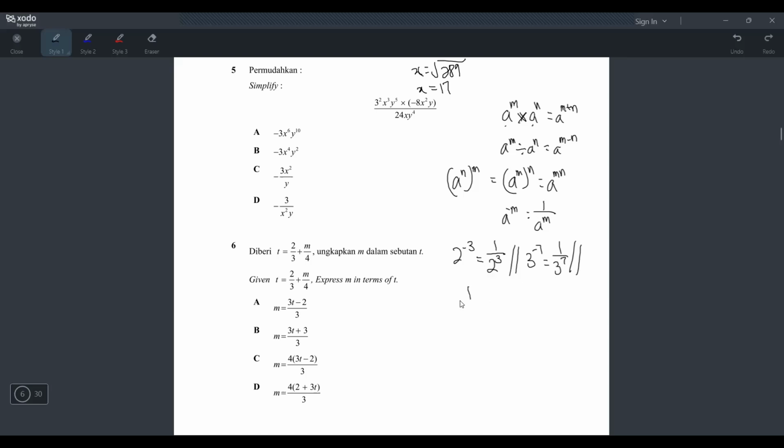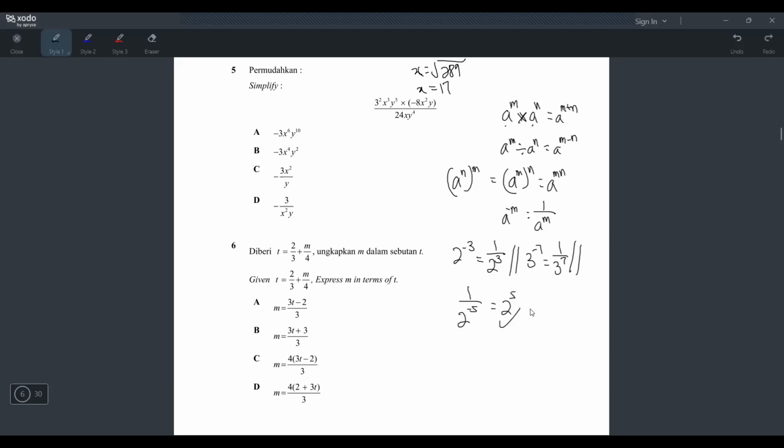One more example. 1 over 2 power negative 5. This one how? Same lah. If atas can pergi ke bawah, means bawah can pergi ke atas also. So this one duduk bawah, right? So bawah boleh pergi ke atas. Tapi kuasa kena berubah tanda. The power have to change sign. So jadi 5 lah. So yeah, this is correct.